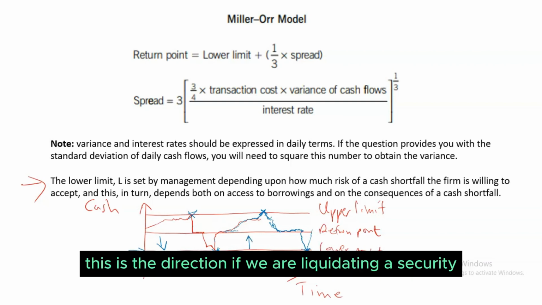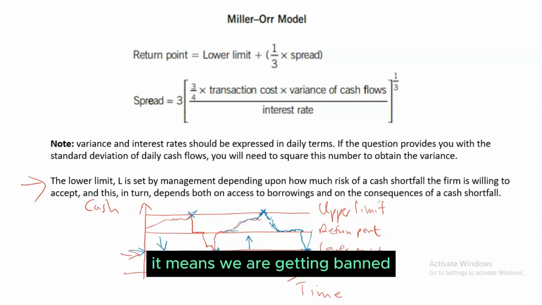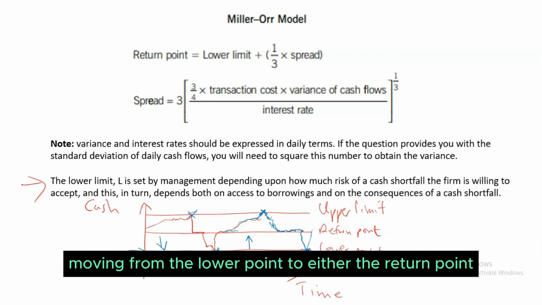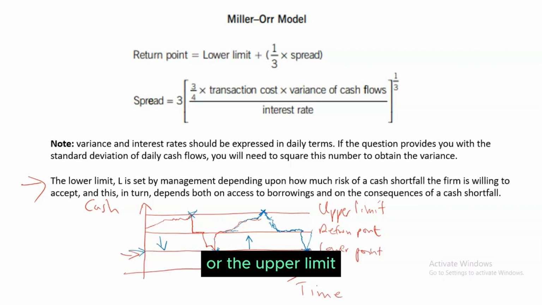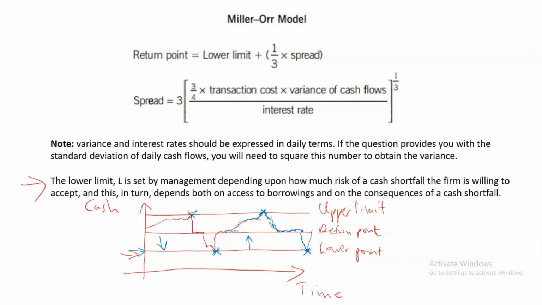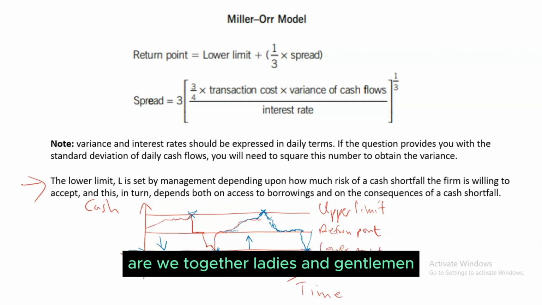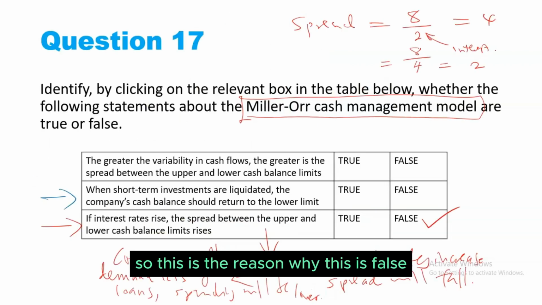If we are liquidating a security, it means we are getting money. We are moving from the lower point to either the return point or the upper limit. Are we together, ladies and gentlemen? So this is the reason why this is false.